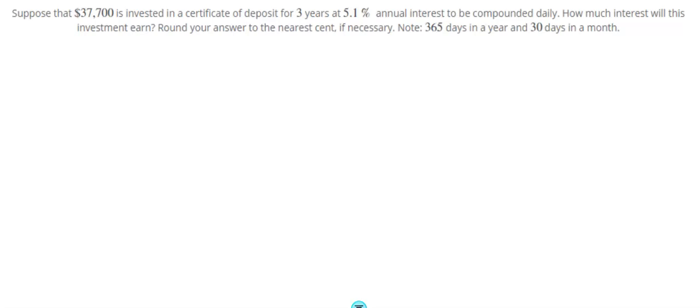Compounded interest, example 2. Suppose that $37,700 is invested in a certificate of deposit for 3 years at 5.1% annual interest to be compounded daily. How much interest will this investment earn? Round your answer to the nearest cent. If necessary, note that 365 days is a year and 30 days in a month.